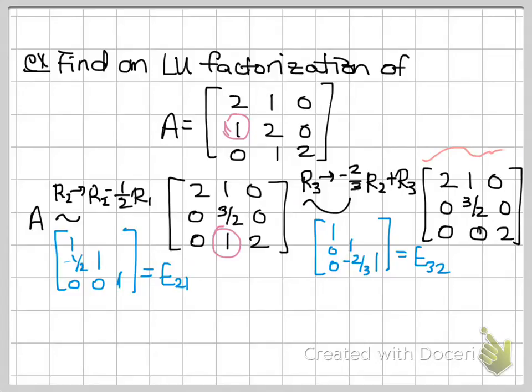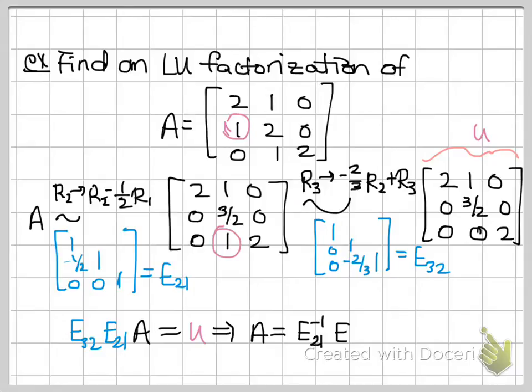And now this matrix here is U, right? This is in echelon form. So E_32 times E_21 times A gives us U. So A is going to be E_21 inverse, E_32 inverse times U. Okay, so we just need to find what this is, and this is actually easy to find. If I want to find the inverse of these matrices, I just replace my a here with negative a.